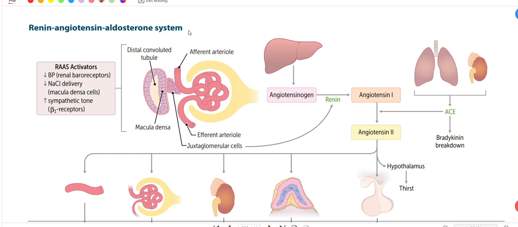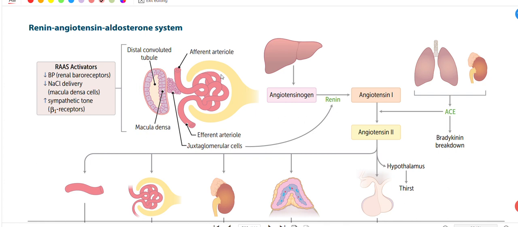So it's the Renin-Angiotensin-Aldosterone system. Whenever BP is decreased, or there's less sodium delivery in the distal convoluted tubule, or more sympathetic tone because of beta receptors, we sense there's decreased BP. In the distal convoluted tubule, there are special cells called macula densa cells for sensing sodium, and there's a JG apparatus beside the distal convoluted tubule and afferent arteriole, which senses everything and is responsible for secretion of renin.